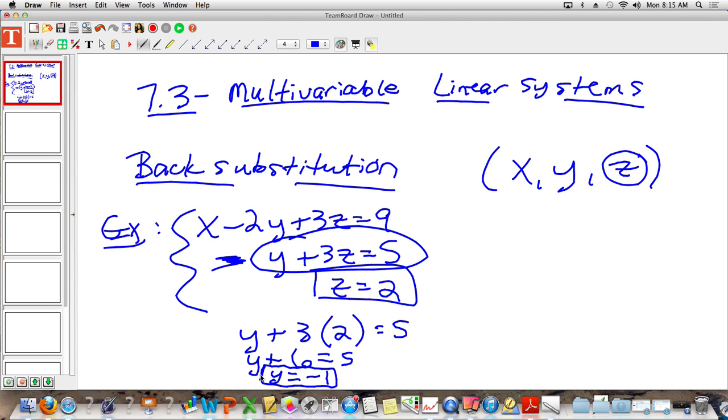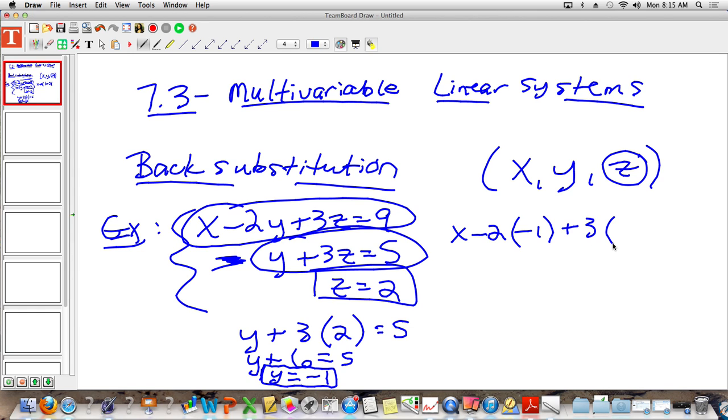Now we got to go back and figure out what x is. So x is going to be found by using the first equation. So we're going to have x minus 2 times the y value, which is negative 1, plus 3 times the z value, which we know is 2, that is equal to 9.